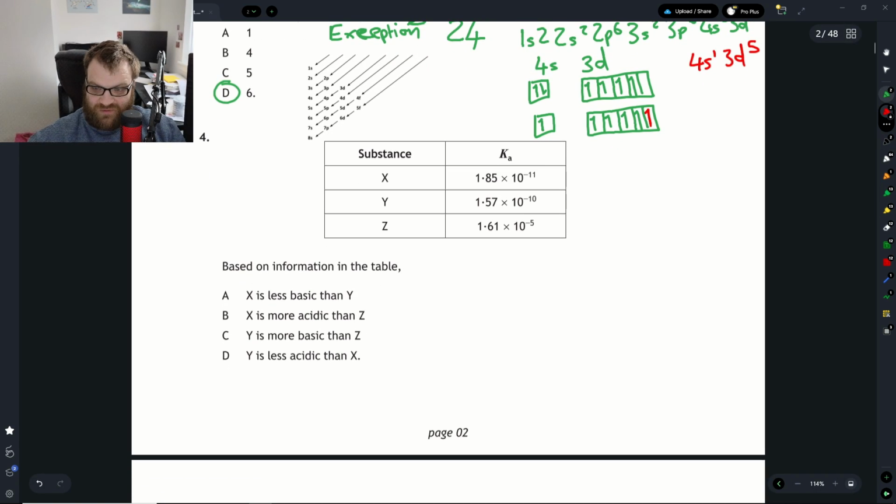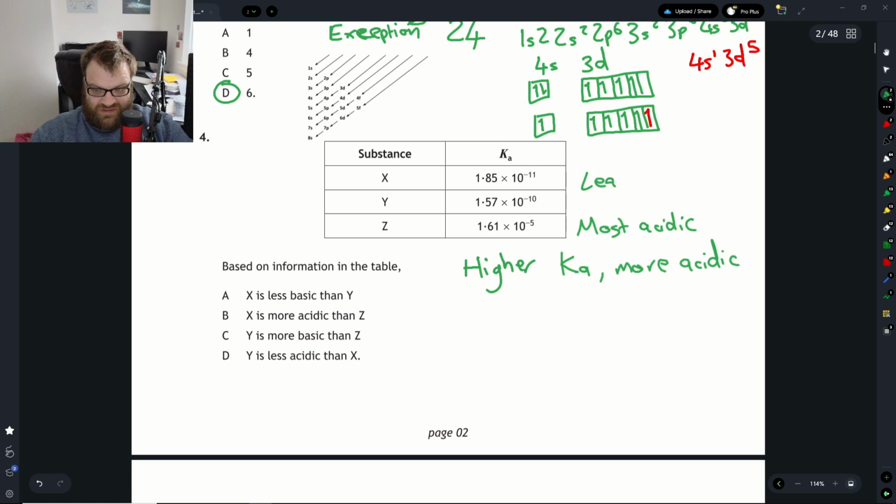On to question number 4, we're asked about Ka, the dissociation constant. The higher the dissociation constant, the more acidic it is. This means that our Z would be most acidic, and then X would be the least acidic. If you wanted to think of it in terms of how basic it is, X would be the most basic, and Z would be the least.